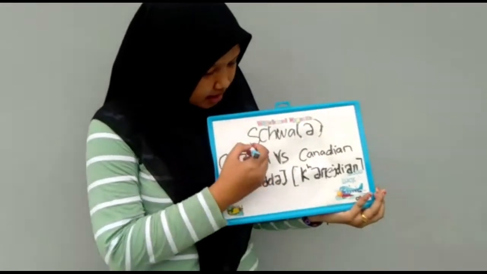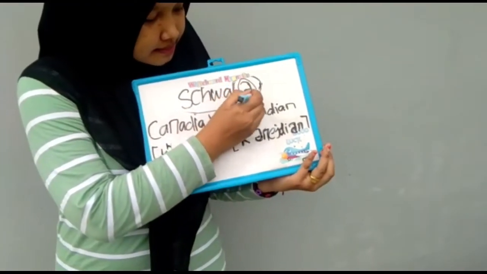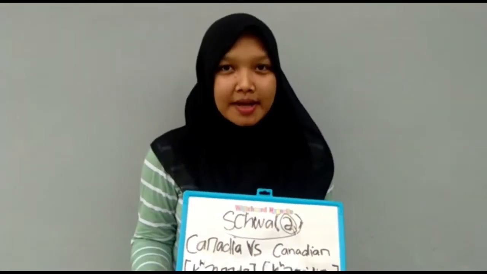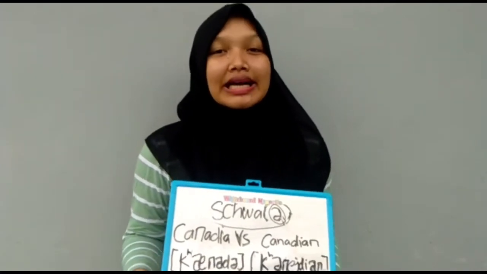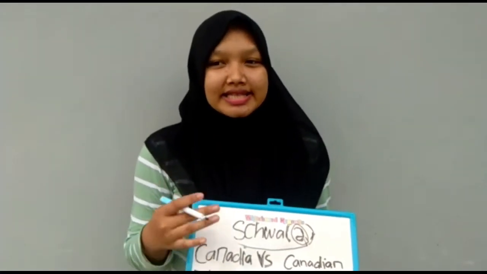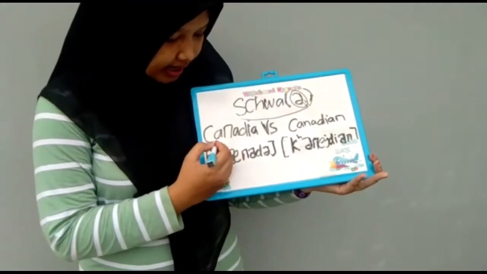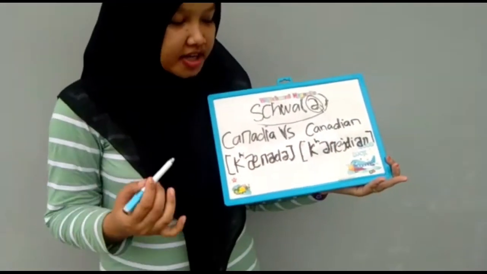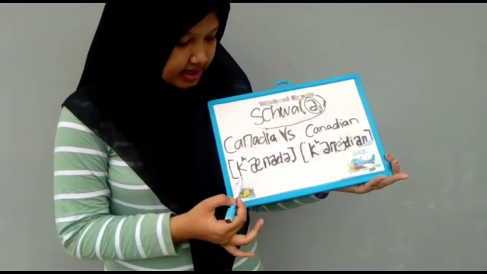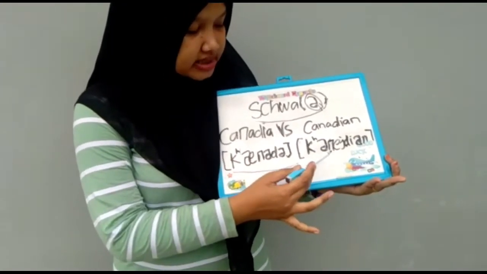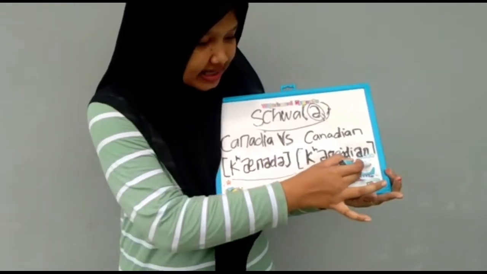The symbol of schwa is like this, and this is the sound of schwa. One more time. This can be observed in pairs of related words that show different stress placement, such as Canada versus Canadian. Let's see the example, Canada and Canadian. The phonetic transcription of Canada is like this, and the phonetic transcription of Canadian is like this.